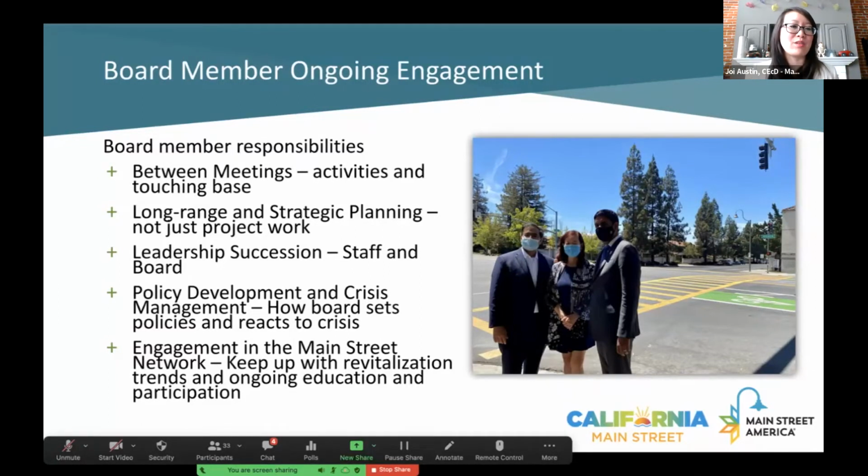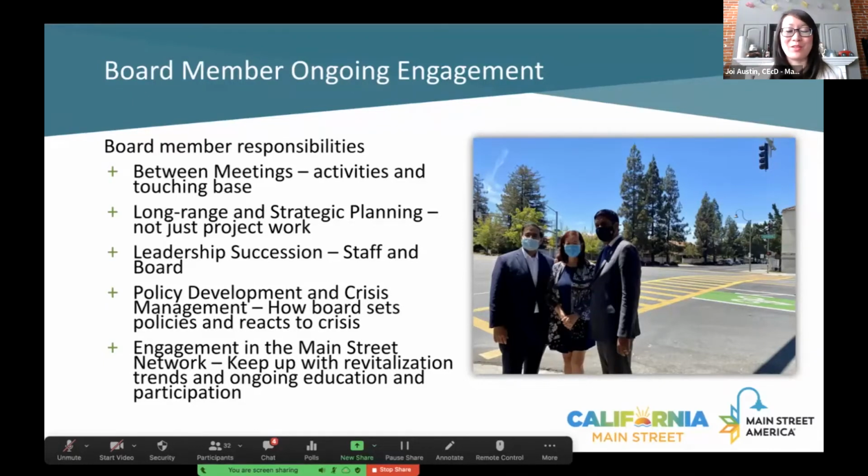So those are some of the responsibilities that they may have, as well as how you're engaging throughout the year. Developing policy and potentially crisis management. We learned a lot of that through the pandemic, but how are they setting those policies and reacting to any other types of crises? And then, again, engagement in the Main Street network. So how do we keep up with revitalization trends and ongoing education and participation?